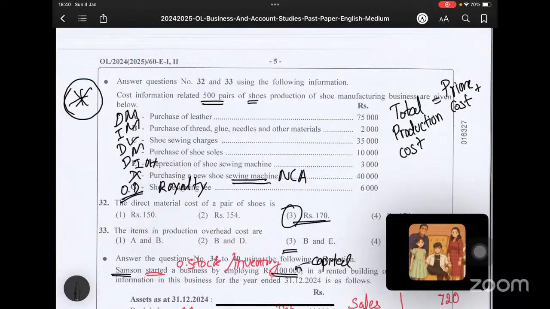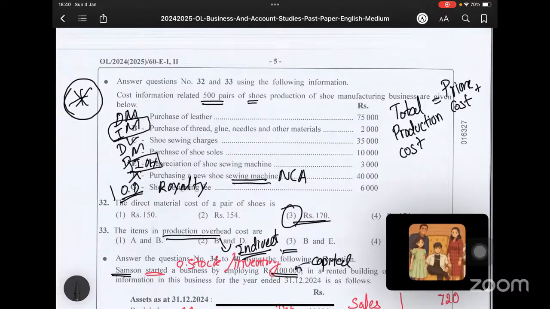So the question was question number 33. The items in production overhead cost are, production overhead means all the indirect costs. So all the indirect costs means this indirect material and this one, depreciation. So the answer is the third.